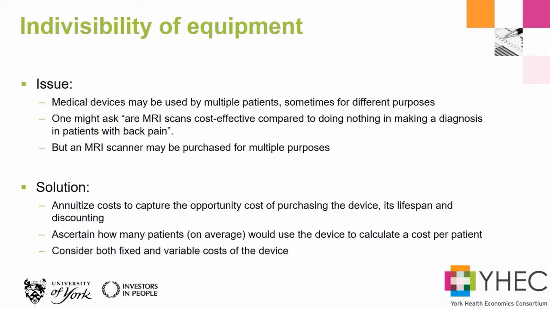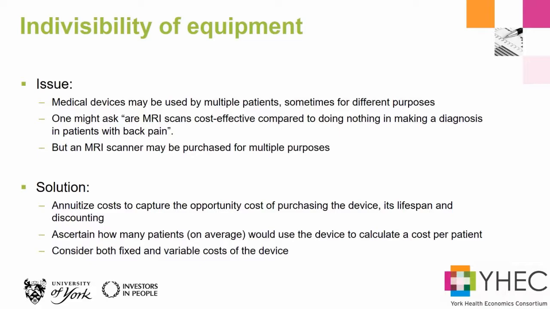The solution to this is that we want to annuitize costs to capture the opportunity cost of purchasing the device, its lifespan and discounting. We then need to ascertain how many patients on average would use the device, and we can calculate a cost per patient based upon the cost of the device itself, how long it lasts for, the present value of the device, and how many patients will use it over its lifetime.